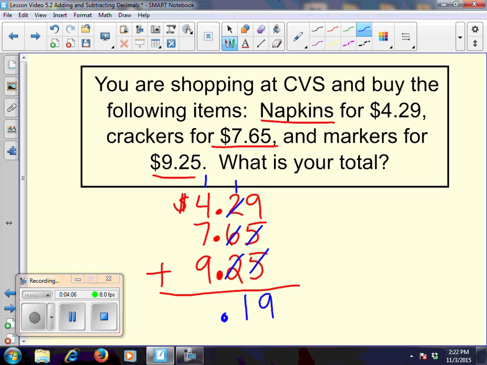As you notice, I sometimes look for number bonds of 10. It's easier to add. So 9 plus 1 is 10. 10 plus 7 is 17. 17 plus 4 is 21. So my total cost should be $21.19.